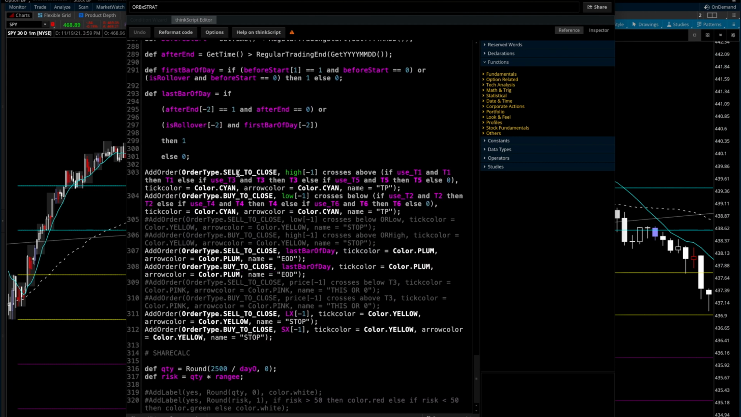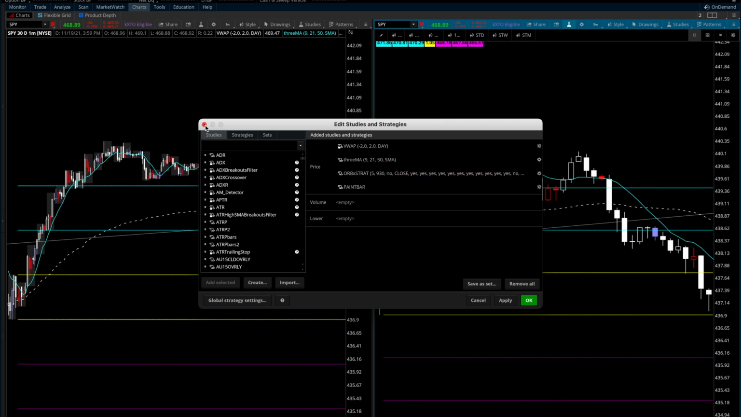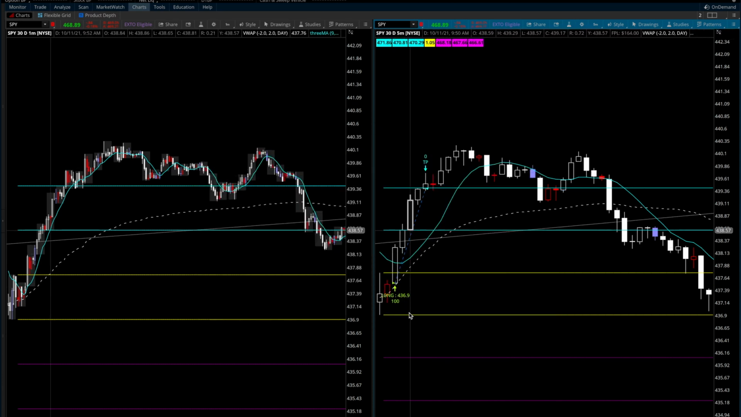Here are your sells. So these are your targets. You'll get your sell order when your price reaches whichever target you've chosen. You will get a sell to close at the end of the day, and you will get a sell to close or buy to close, I guess, if your stop is reached. Now this is your long exit and your short exit, and that will be if you're long and the low crosses below the opening range low, or if you're short and the high crosses above the opening range high. So that's basically just what I was explaining here. If you enter here, your stop goes here. If you enter here, your stop goes here.